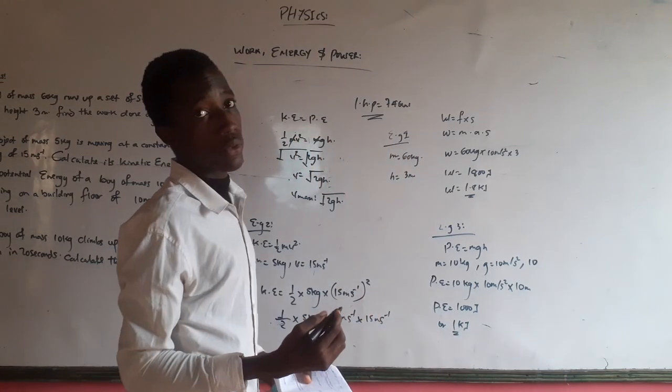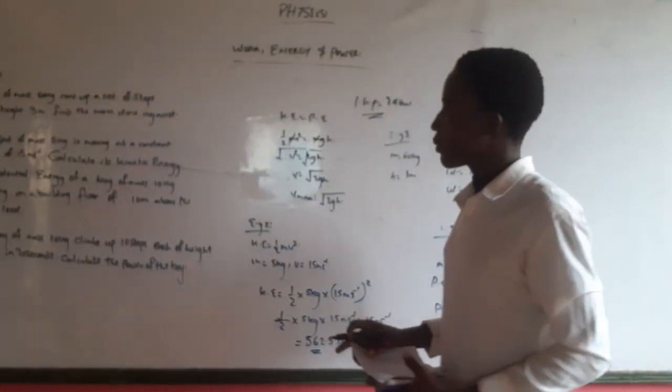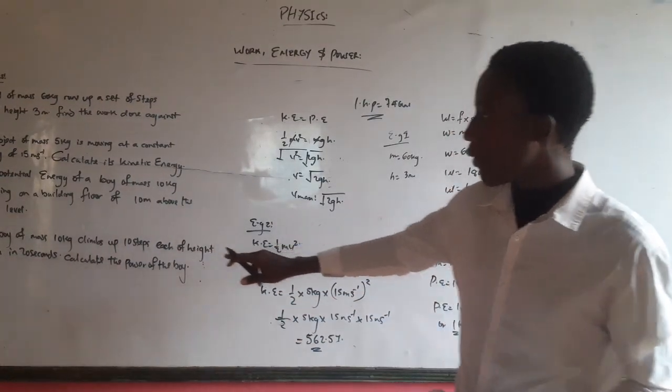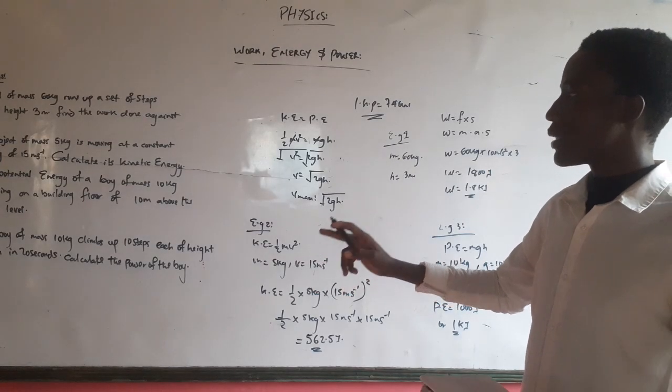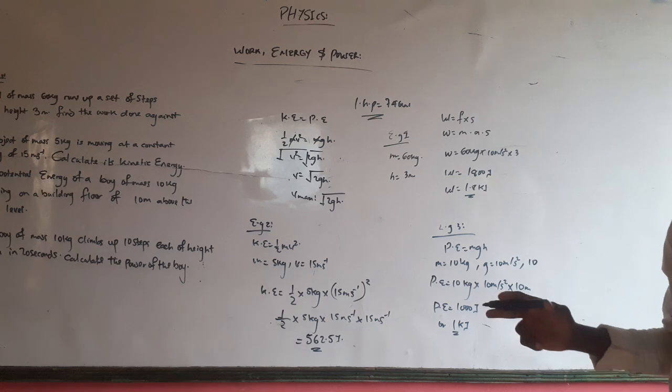Now, 1 kilo is equal to what? 1000. Do you understand that? There's something else I'd like us to solve. We say a boy of mass 10 kg climbs up 10 steps, each of height 0.2 meter, in 20 seconds. Calculate the power of the boy.